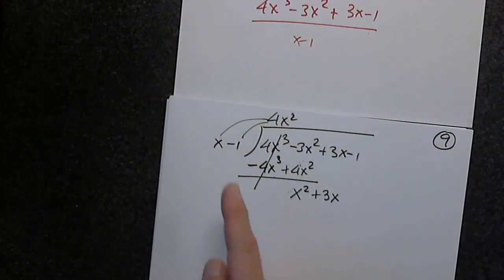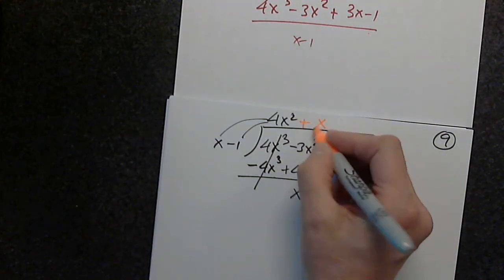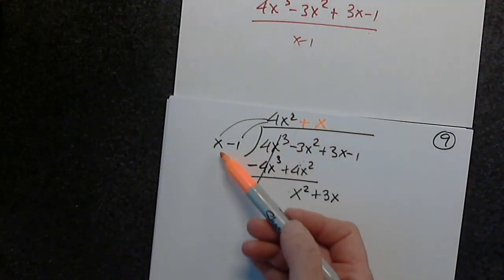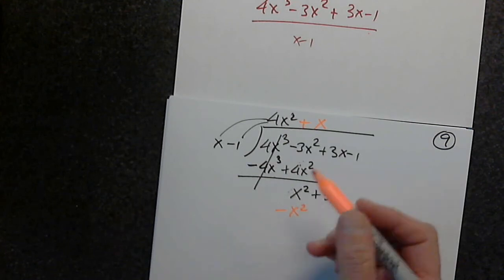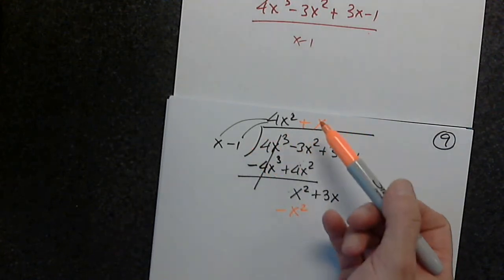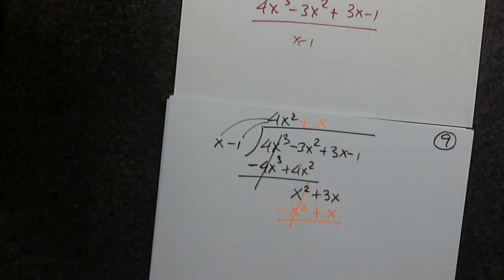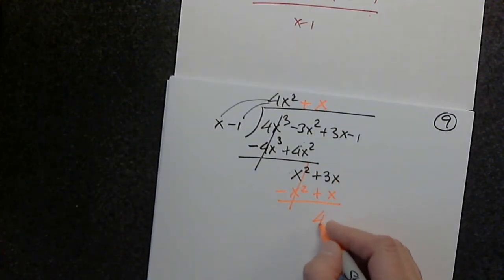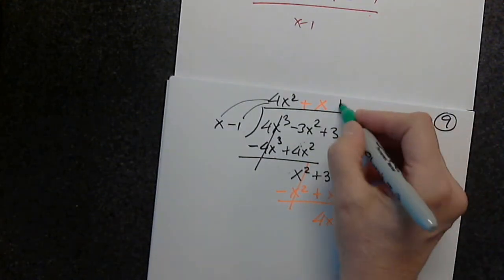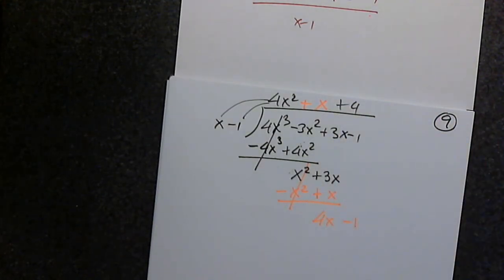Next question. X times what is x squared? Yes, a positive x. So x times x is x squared, but I have to subtract. X times negative 1 is negative x, but I have to subtract. Every time I subtract, I change the sign. So then I have 4x minus 1. X times what is 4x? Indeed, very good. No, at the top we never lie.